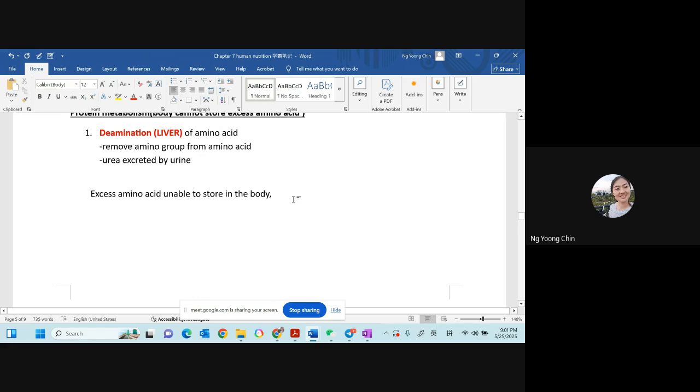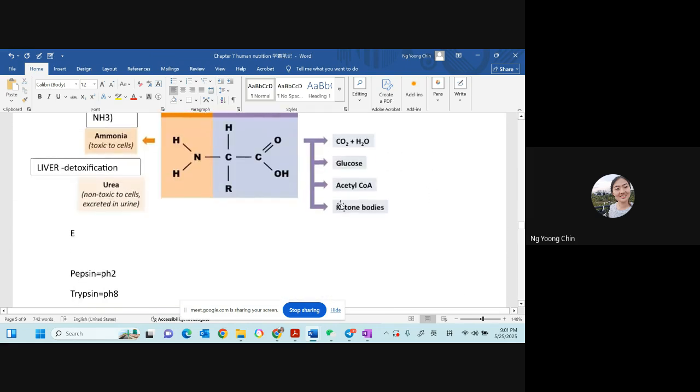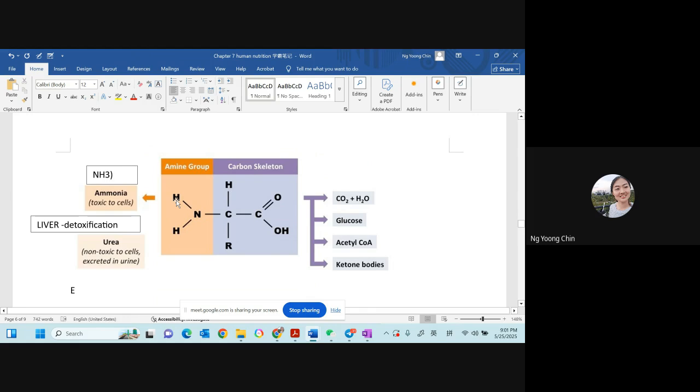So they need to undergo deamination in the liver. Deamination is the removal of the amine group from the amino acids. You can see that this NH2 group is removed. The NH2 group will become ammonia. Ammonia is toxic to the cell.